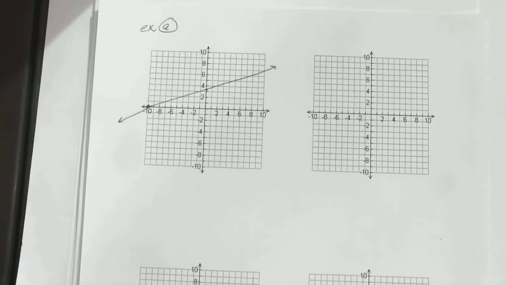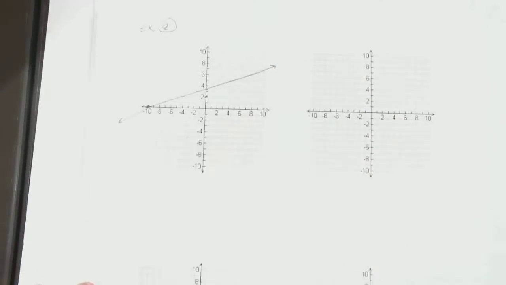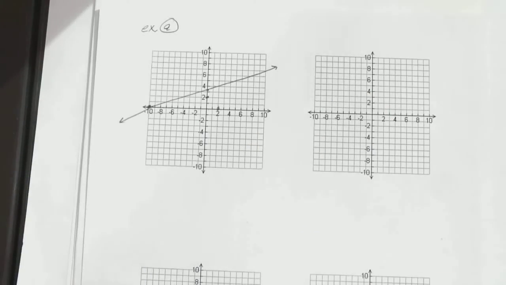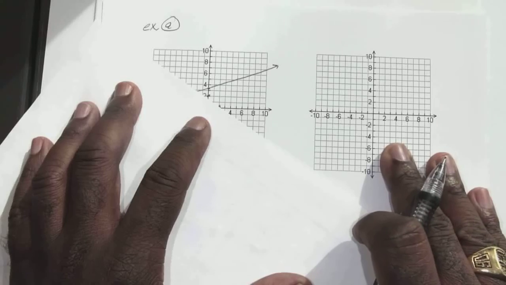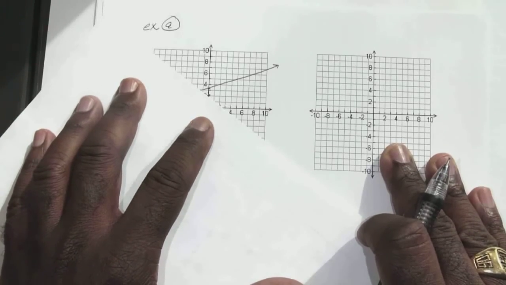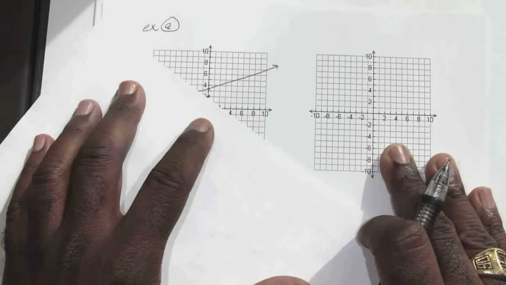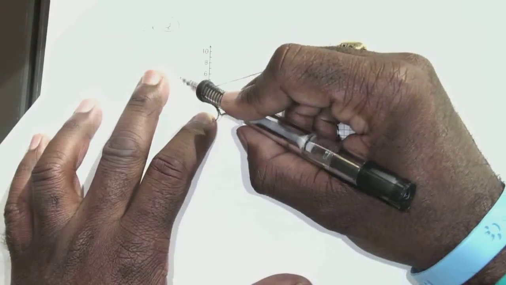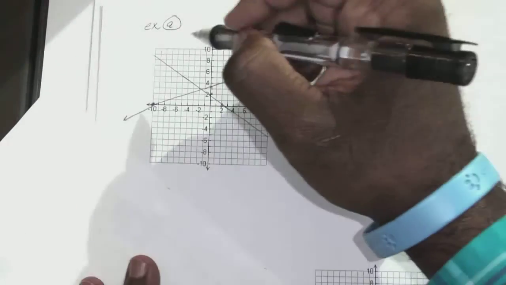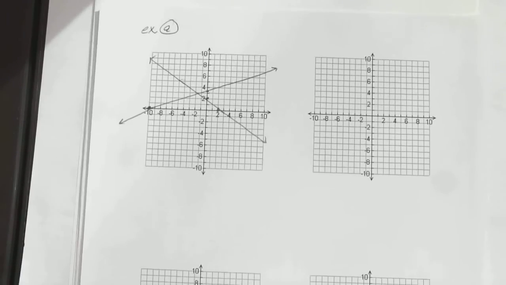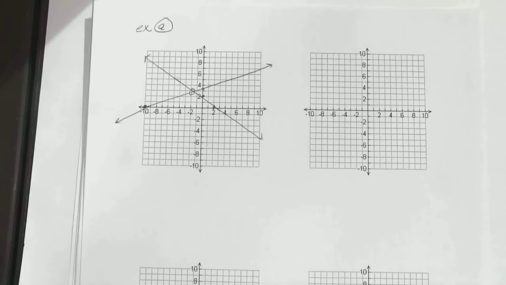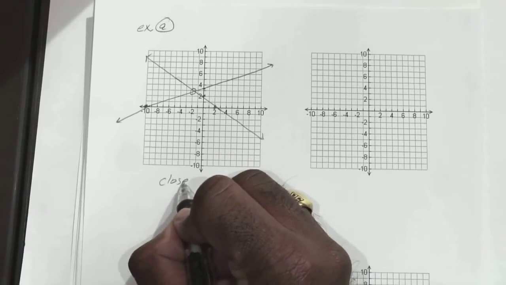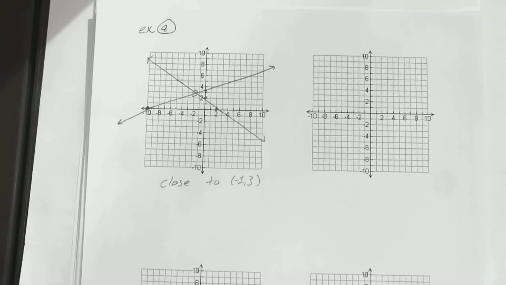Now we graph our other 2 points for our next graph. So we have 0, 2, and we have 2, 0. And again, you can grab a piece of paper or something and connect those two lines. Make sure they're connected. There you go. Okay, so with this one, it looks like it's really close to -1, 3. Now, since it's really close to -1, 3, all you have to do is plug that in and you can verify it.